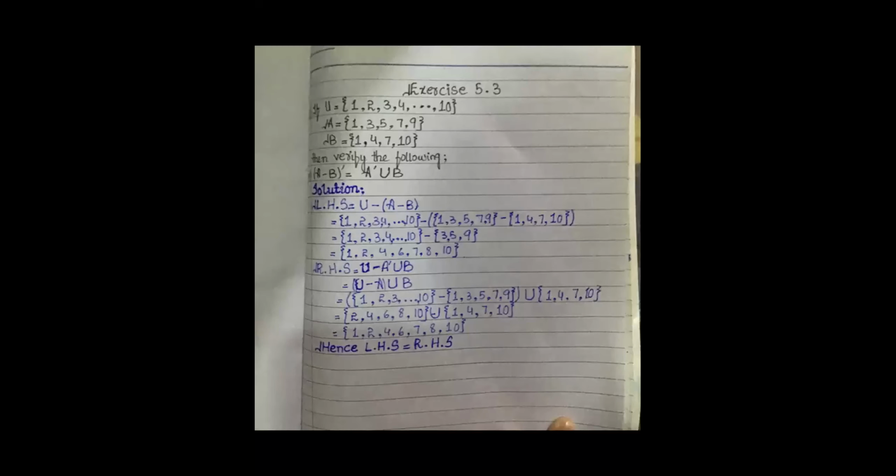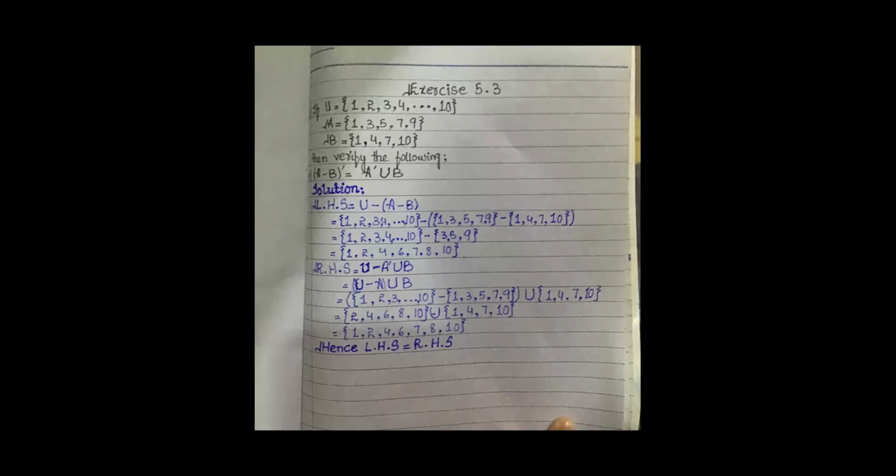A minus B complement is equal to A complement union B. First, we are going to solve the left-hand side. The complement sign shows that we have to subtract A minus B from the universal set. The universal set here is given as 1, 2, 3, 4, up to 10, and A minus B we are going to separate. We are going to separate A from B.